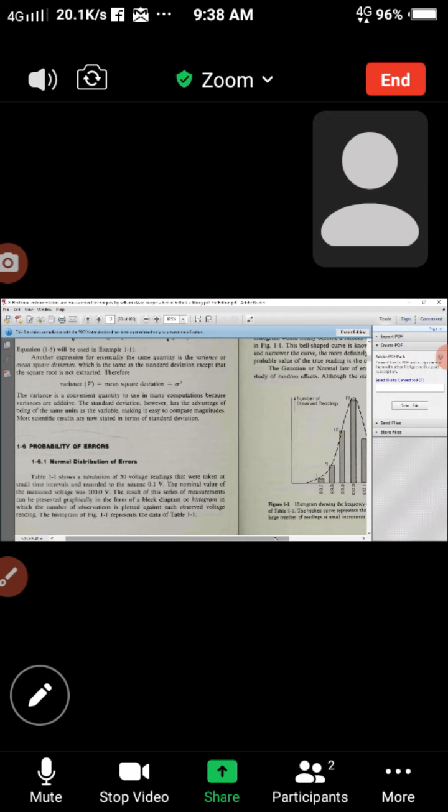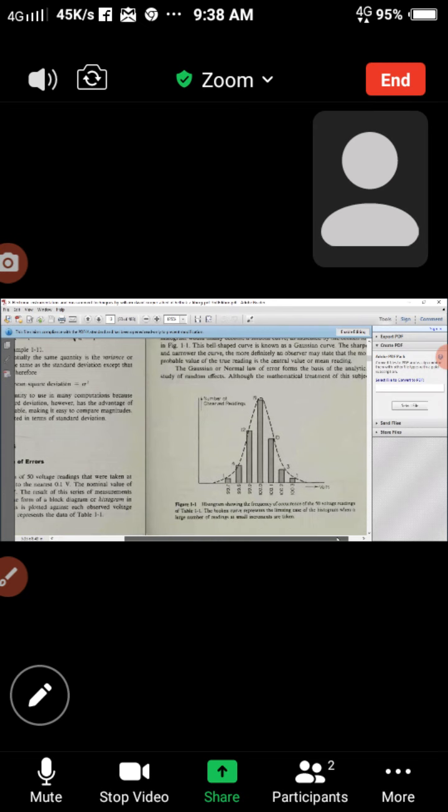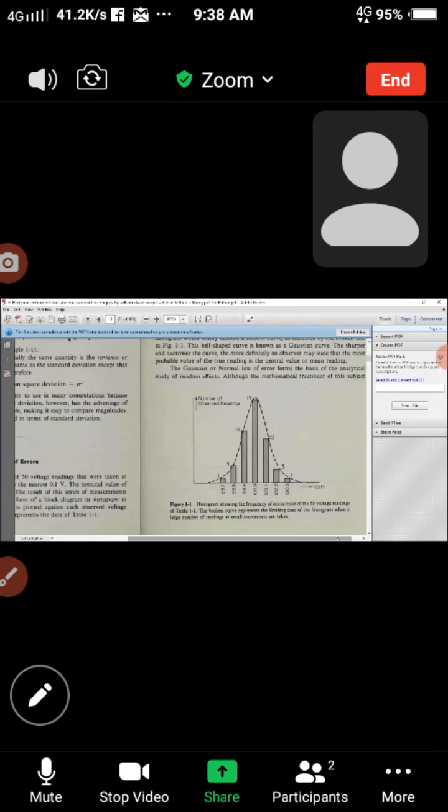Normal distribution of errors is centrally as given in figure 1.1. You will find that centrally at 100 volt, which is the voltage signal we are measuring, and the probability of errors within 99.7 volt to 100.3 volt occurs in the measurement.